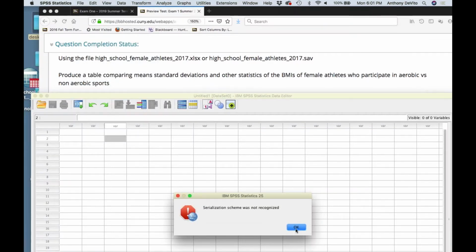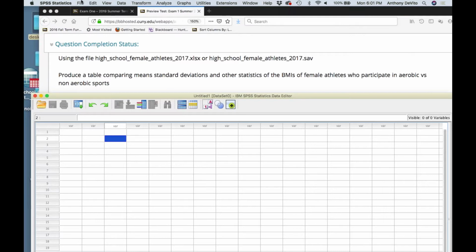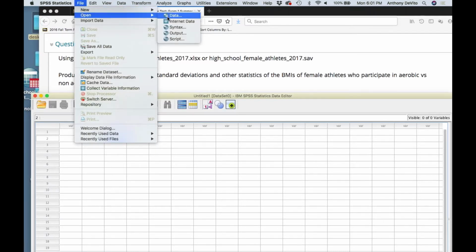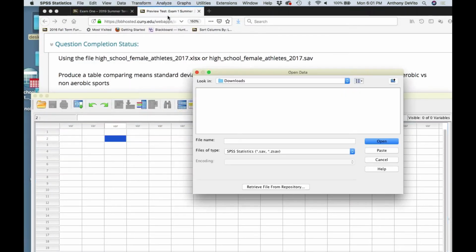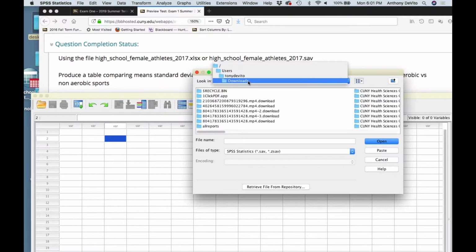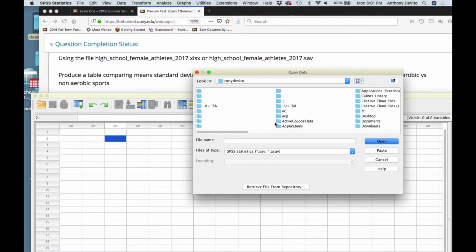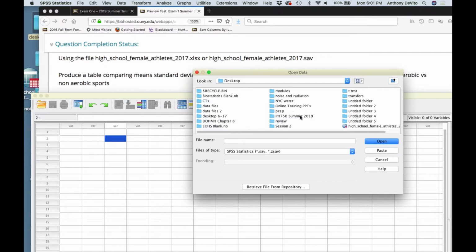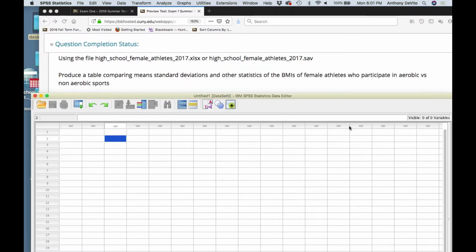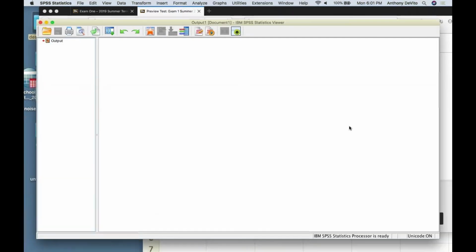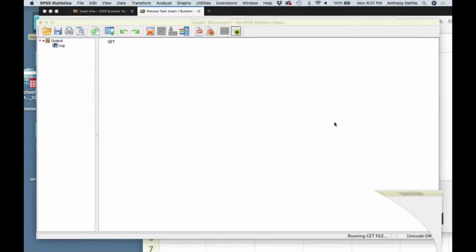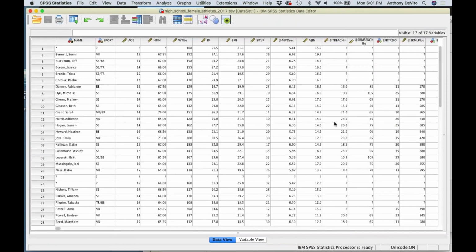File, open data. Some interesting error messages I'm getting here. Data, my user area, my desktop. Where's my desktop? Where'd it go? And here it is. Let's see if it opens this time. Oh, I got lucky this time.